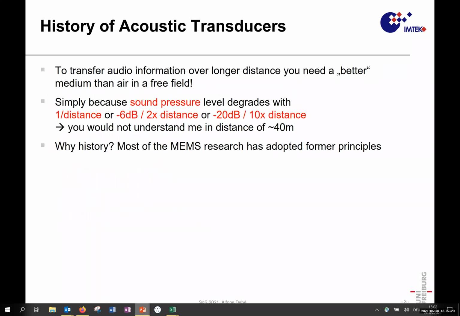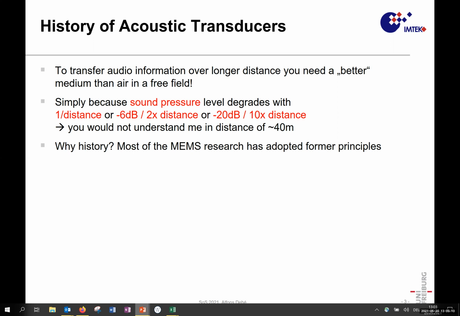Okay. So, history of acoustic transducers. If you want to transfer audio information over a longer distance, we need to understand what is important. We had this in the past already, that in the free field, sound is degrading over distance. It's proportional to 1 over the distance, sure, because we radiate into space. We lose a lot of energy over distance. That means if you double the distance, you lose 6 dB in sound pressure level, which is 1/2. Or if you have 10 times the distance, you lose 20 dB of signal.